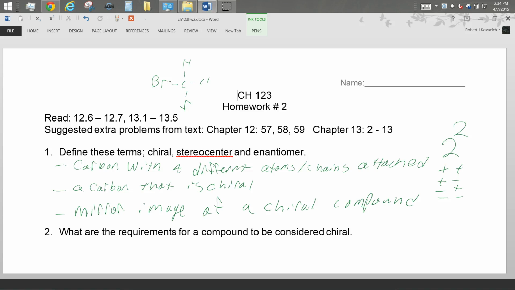And the power is the number of chiral carbons. So something that's got 3 chiral carbons on it, it would be 2 to the 3rd, which would give you 8 different possibilities. It's the same kind of math you use to figure out how many different possibilities there are.